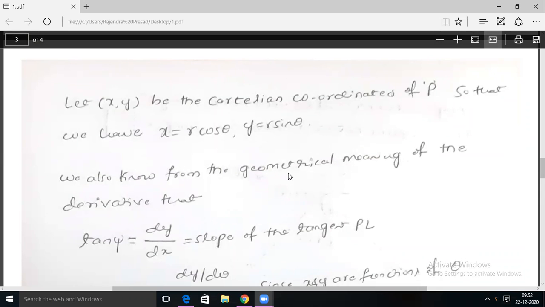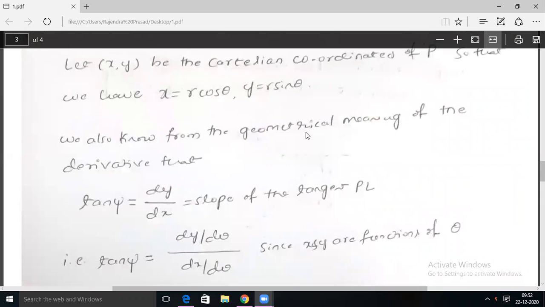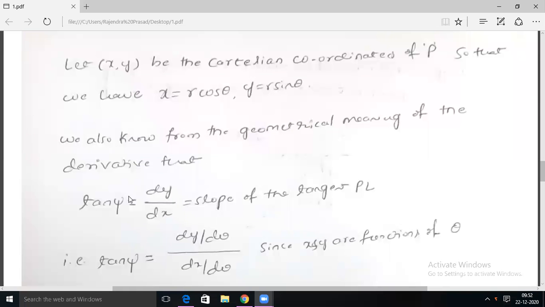We shall take that. We also know from the geometrical meaning of the derivative, that is tan psi. So tan psi is equal to dy by dx because it is the slope of the tangent PL. So first we shall take x is equal to r cos theta and y is equal to r sin theta. Then the slope of the tangent PL, tan psi is equal to dy by dx, we shall consider.